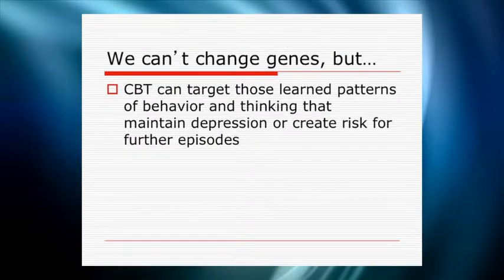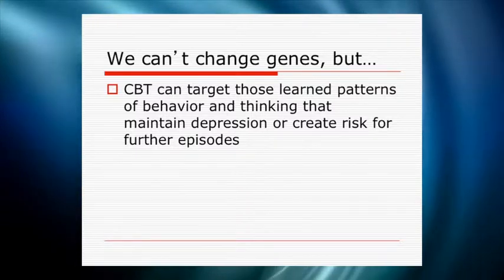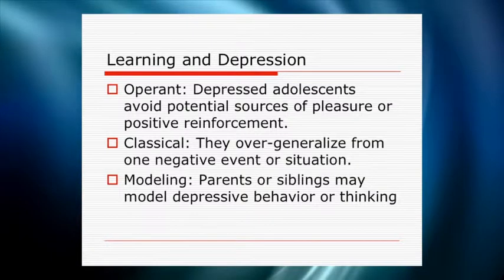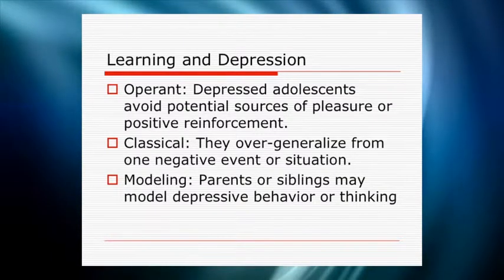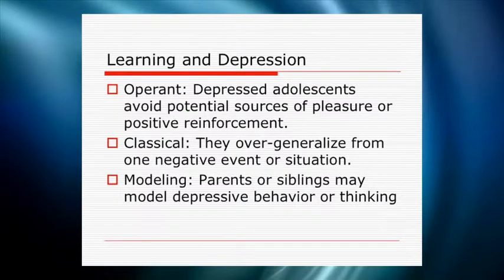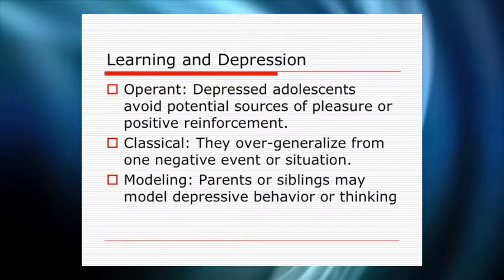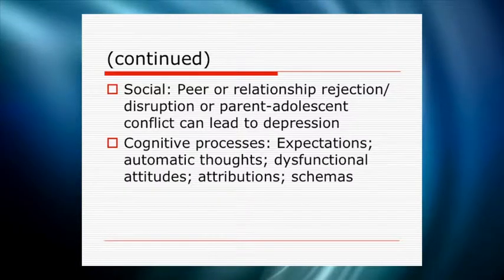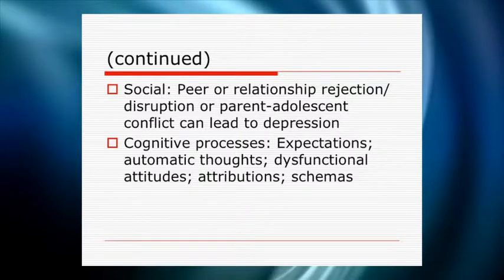So we can't do anything about genes, but we can target the learned patterns of behavior and thinking that maintain the depression. That's what we're going to try to do. So this is what I would recommend you ask yourself about when you're thinking about a case. In terms of learning, has this depressed adolescent avoided potential sources of pleasure or positive reinforcement? Are they overgeneralizing from one negative event or situation? Are their parents or siblings also modeling depressive behavior or thinking? Any of those things can become part of your case formulation, your treatment targets, okay? Are they having problems in peer relations or parent-adolescent conflict? If there's parent-adolescent conflict, then we have family modules that help to deal with that.